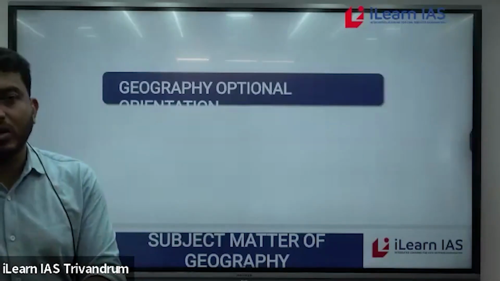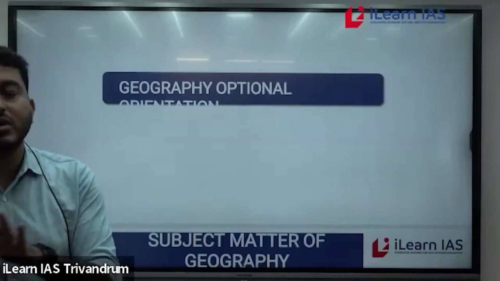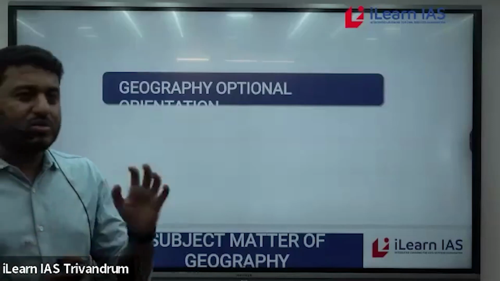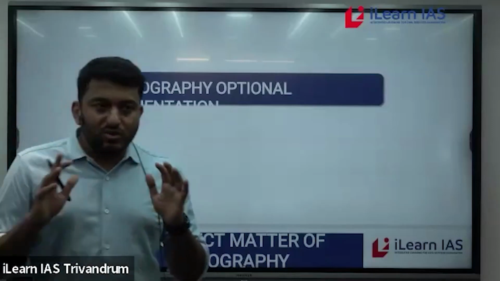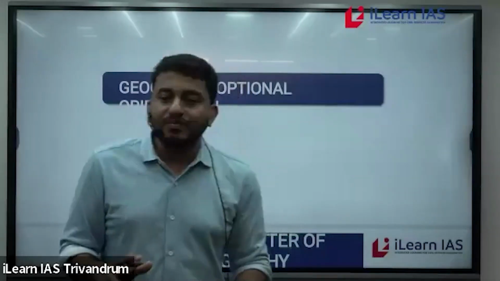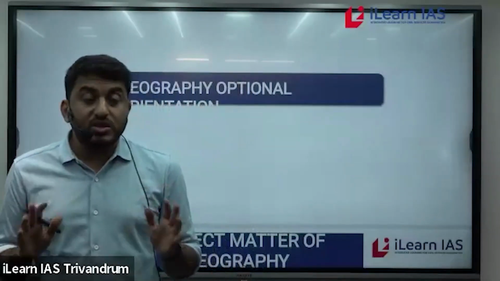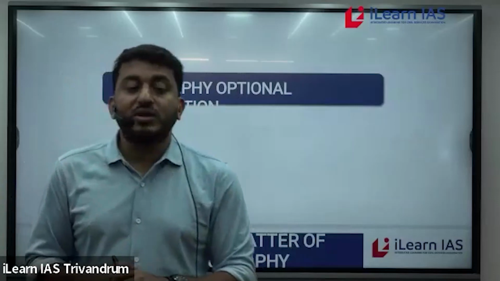Around 380, 400 marks overlap with general studies. You have it with geography optional. So these are some of the factors you need to consider while selecting a particular optional subject for civil service exam preparation.